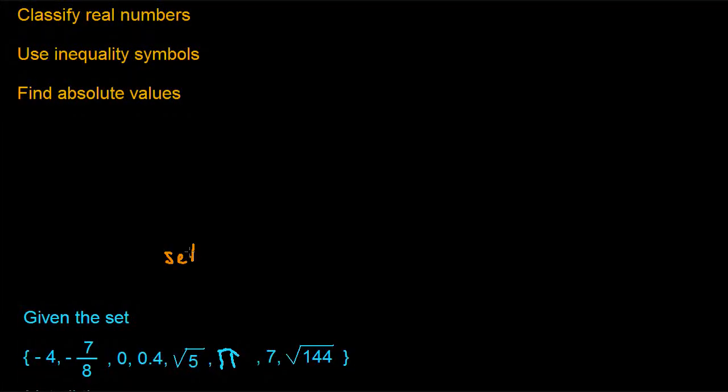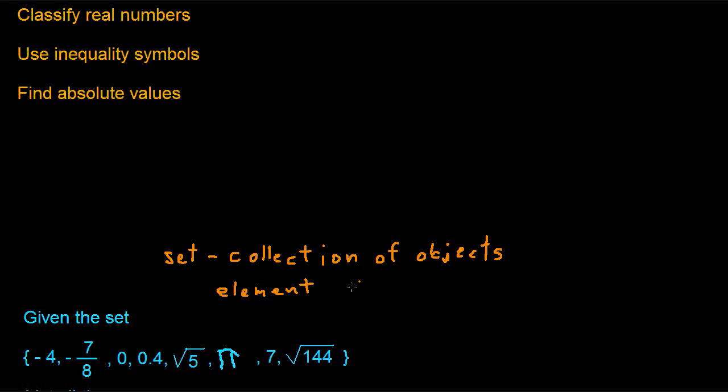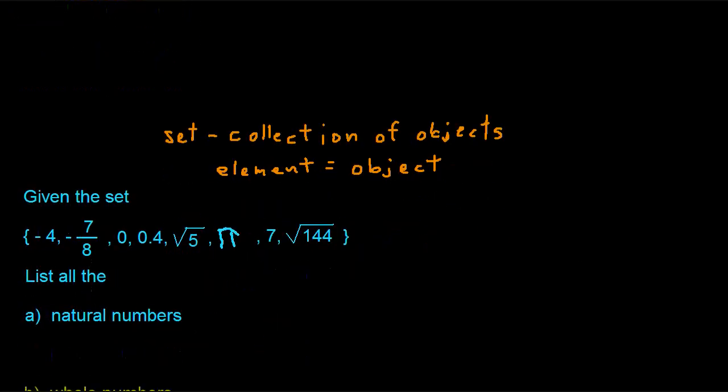First problem says, given the set, well, we better define what a set is. A set is a collection of objects. And if you look below, you'll see a collection of objects. They're all numbers in this set, and each of those objects is called an element. So an element equals an object. Notice that in the set, both at the beginning and at the end, we have these braces.